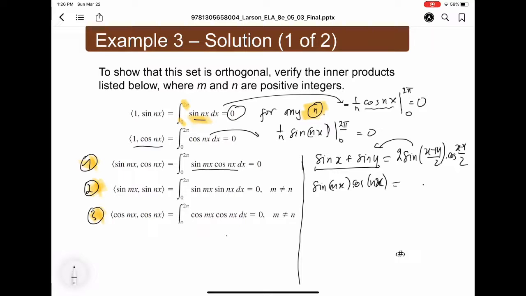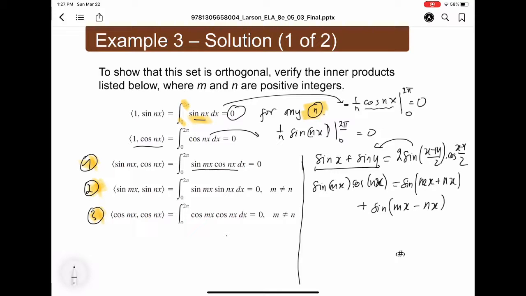That is sine of mx plus nx, okay, and then plus sine of mx minus nx. Look at this.